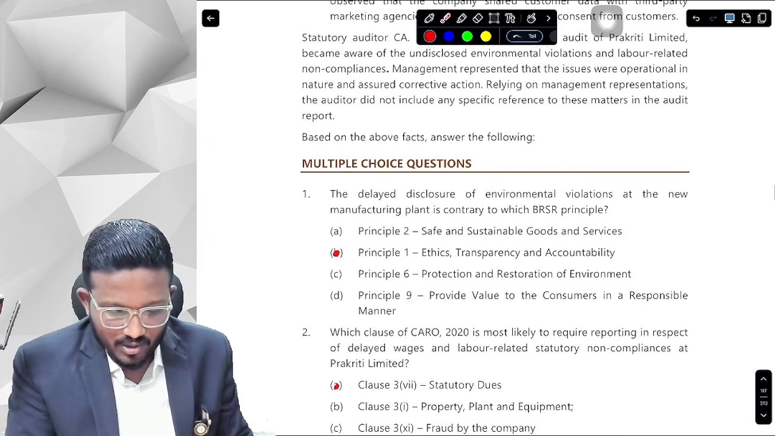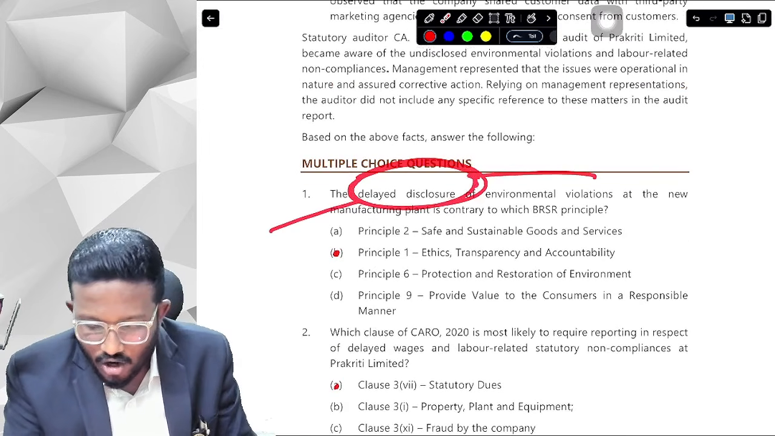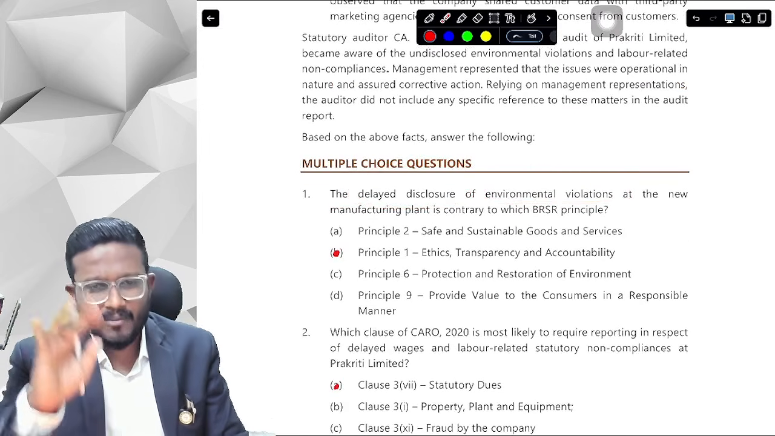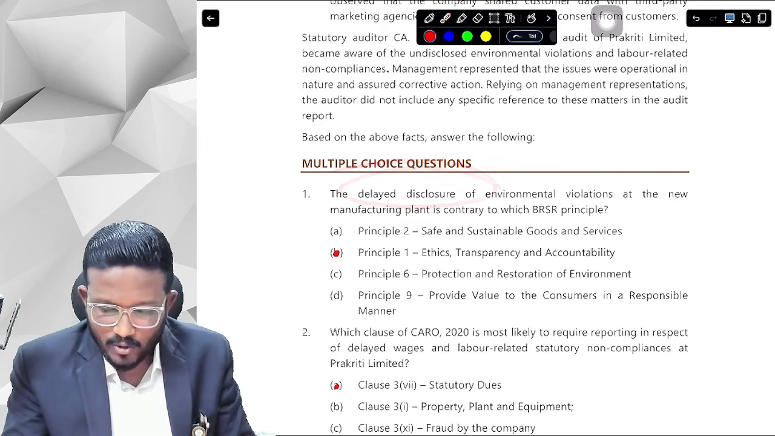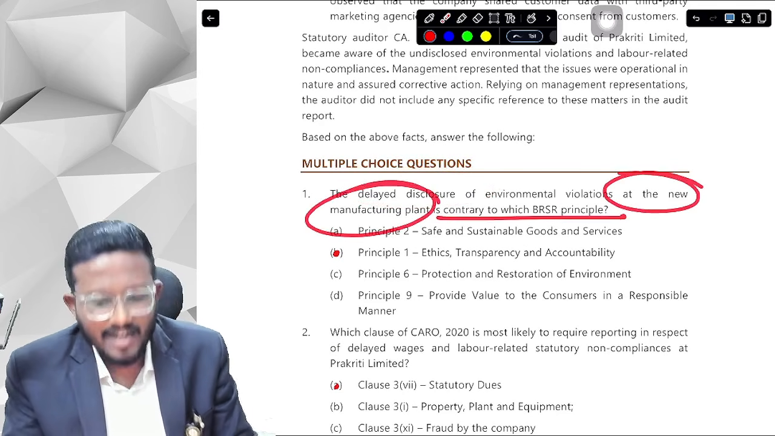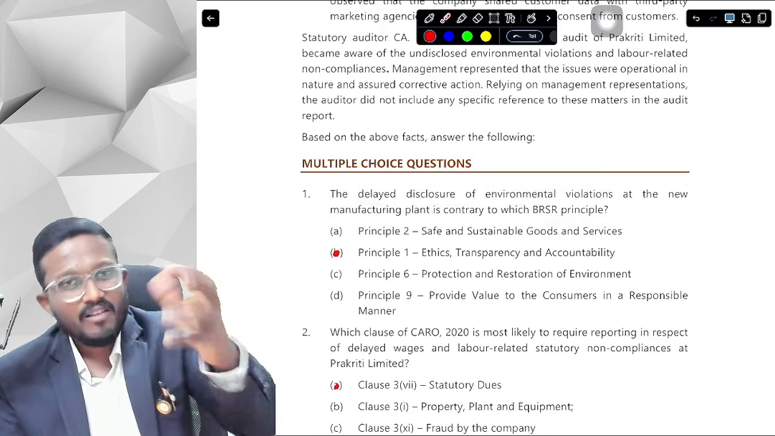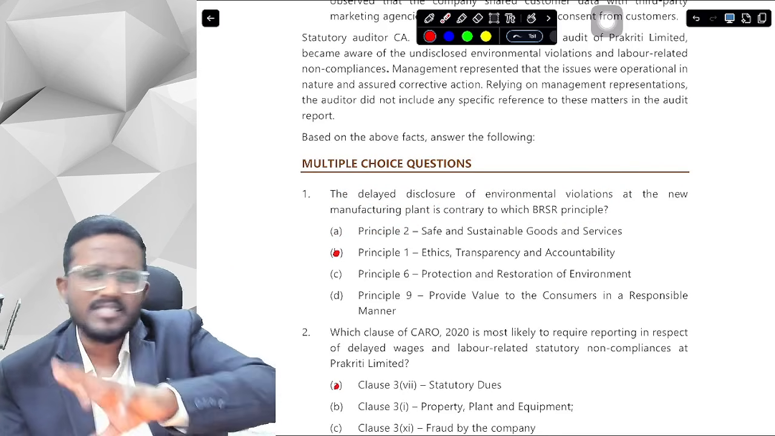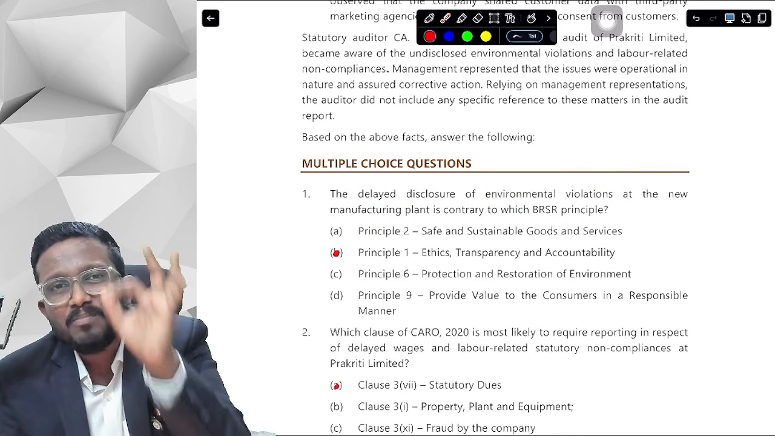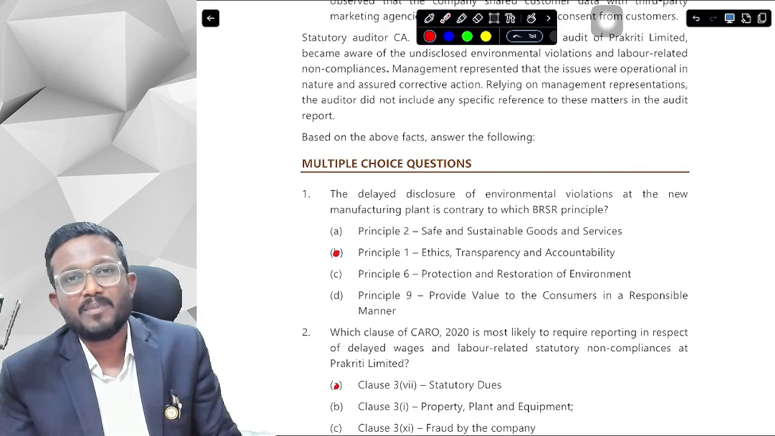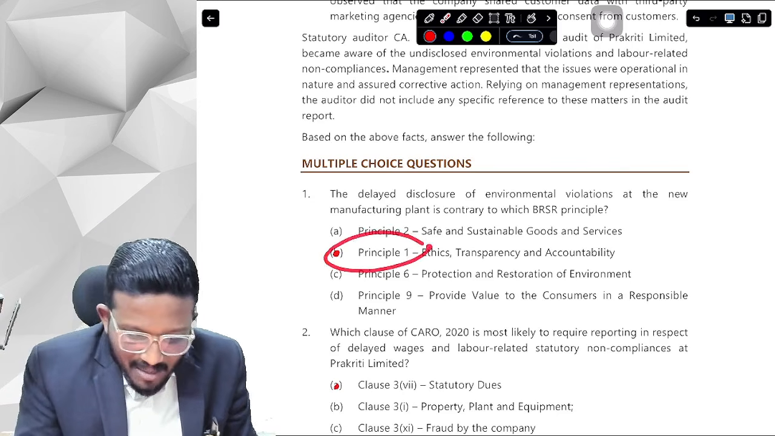What does it say, sir? So it says there is a delayed disclosure of environmental violations. We have done some environmental violation and there is a delayed disclosure at the new machine manufacturing plant, which is contrary to the BRSR principle. So basically we have to disclose. We have to disclose all the business decisions. Now this particular thing is written in which principle, sir? That is written in principle number 1.